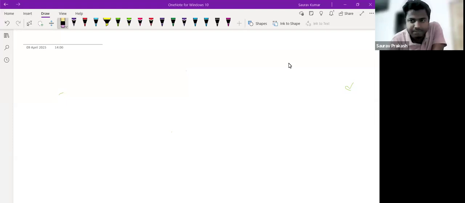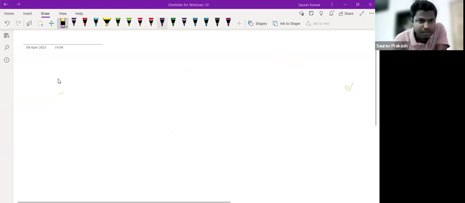Good morning, everyone. In the last class, we completed salt hydrolysis. So the next topic will be buffer solutions. In this class, we'll study buffer solutions.